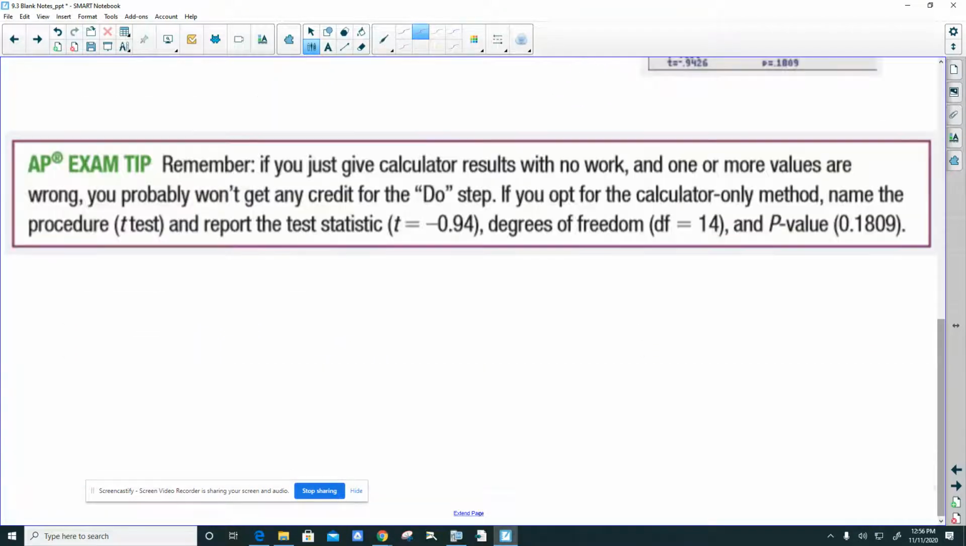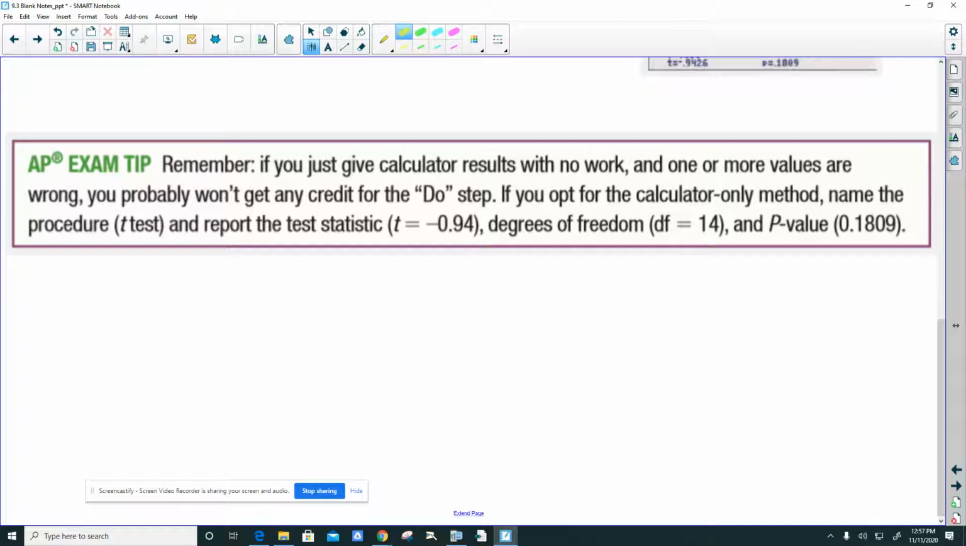I guess the big thing that I just want to emphasize with you is if you are in fact going to use the calculator feature and you show no work at all, including not reporting some of the values that the calculator will report for you, you are definitely going to be docked points on the AP test.